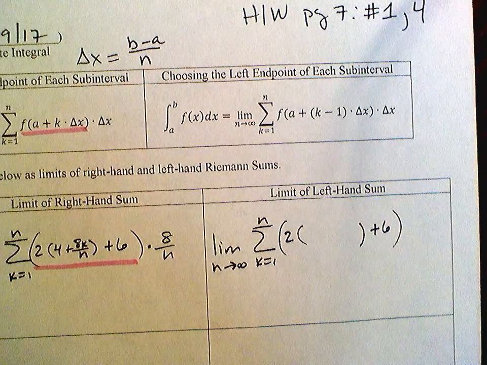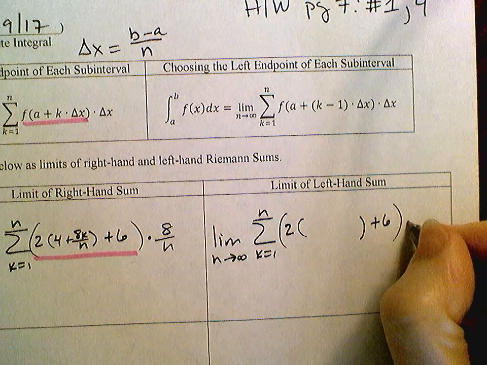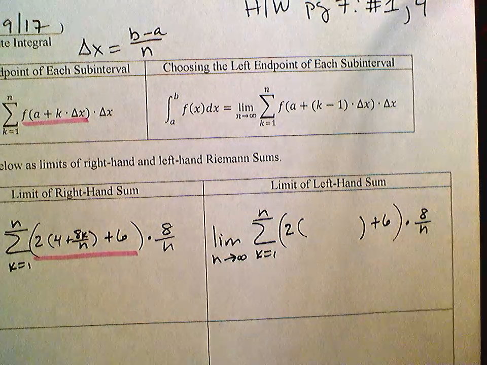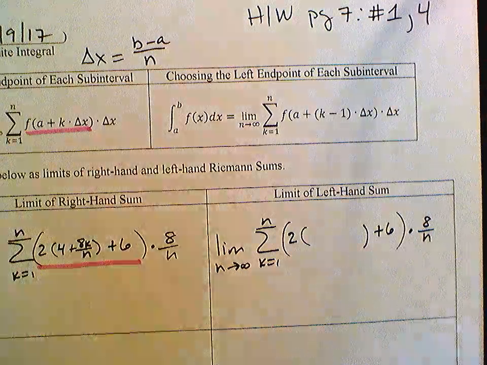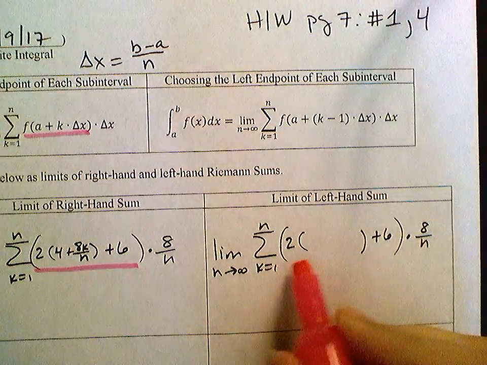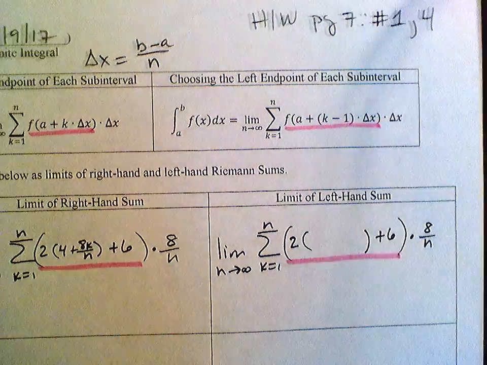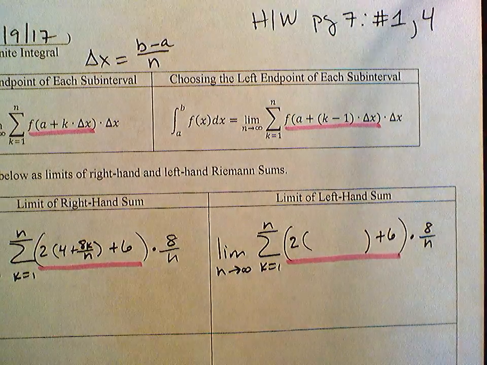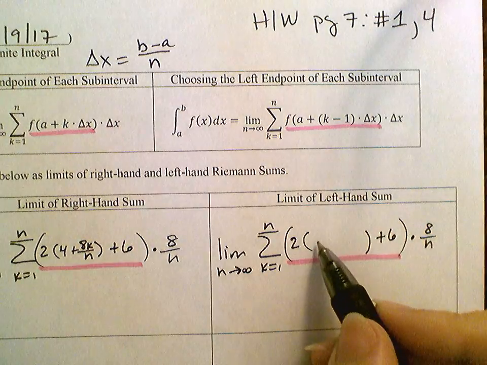Okay, so that's f of x, but f of blank instead. And then times delta x, which we figured out was 8 over n. Now the input this time, all right, so I'll color code again. So this corresponds to this part of the limit definition of a definite integral. So what goes in here?